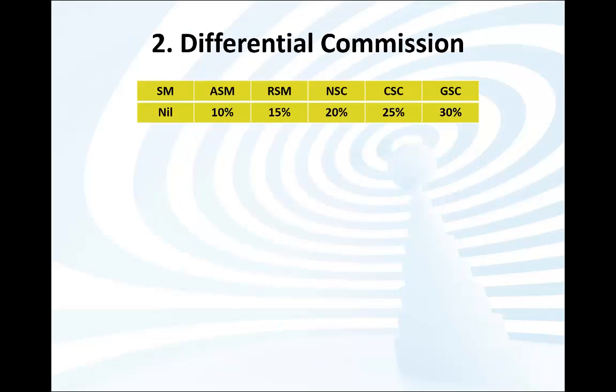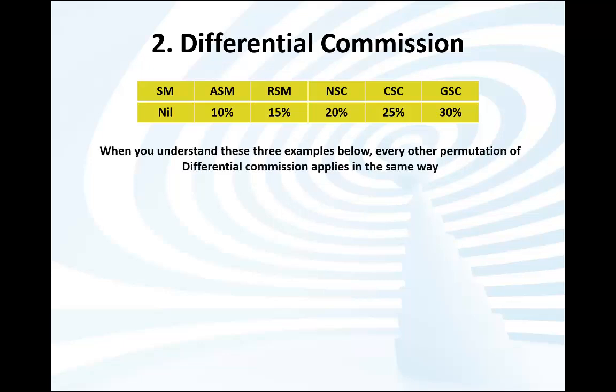Here we see the differential commission. It's called this because it pays out on the difference in ranks between you and your team. The table shows the Beep differential commission. It begins with 10% for an area sales manager and increases to 30% for a global sales consultant. This makes a new person very profitable to a GSC. When you understand the 3 examples below, every other permutation of differential commission works the same way.